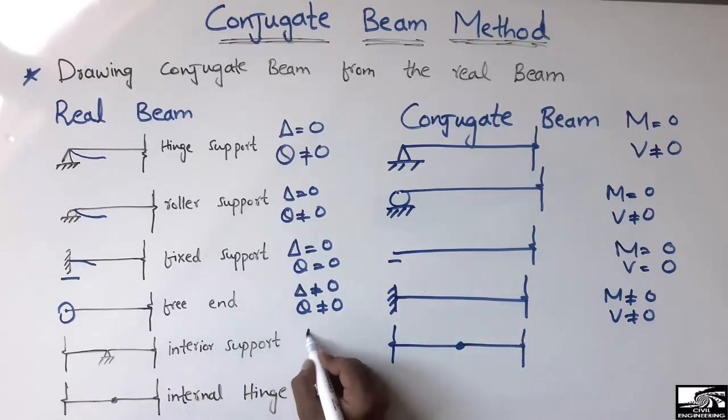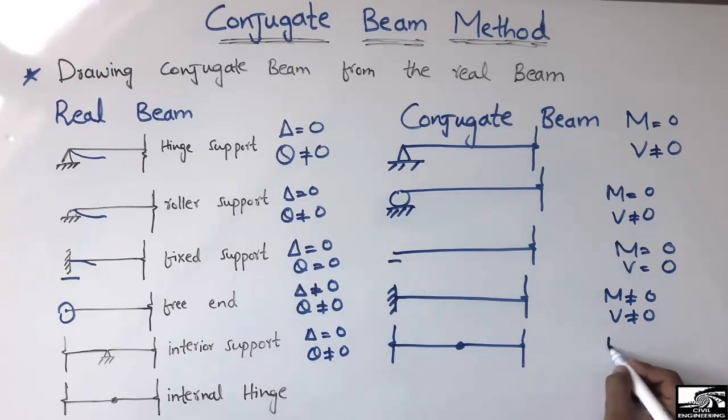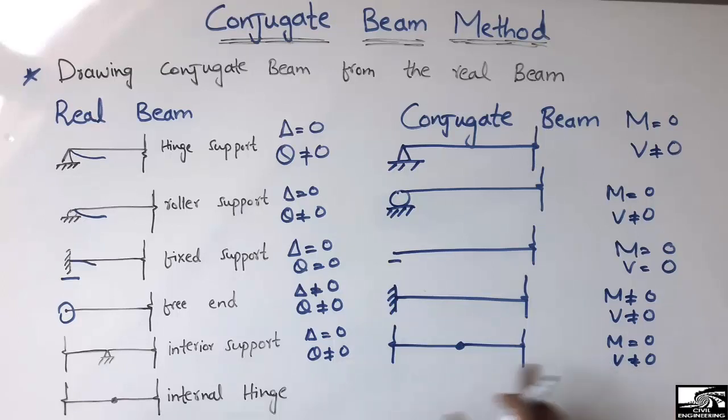So here we have deflection equal to 0, but the slope is not equal to 0. Similarly, the moment will be equal to 0 here, and shear force is not equal to 0. The moment and shear force will be the same as the deflection and the slope in the real beams. The other one, the last one, is the internal hinge.